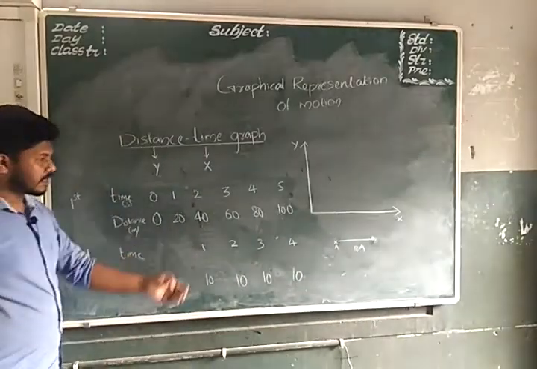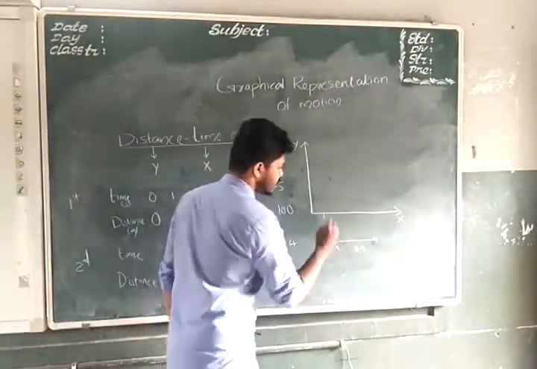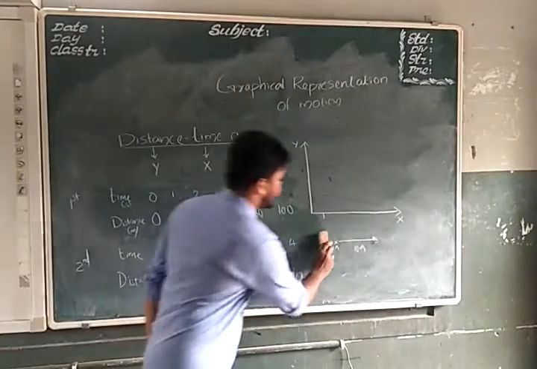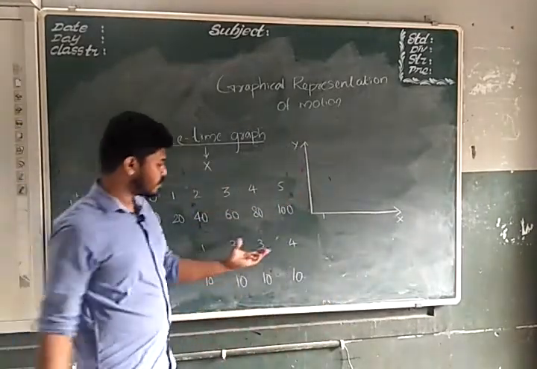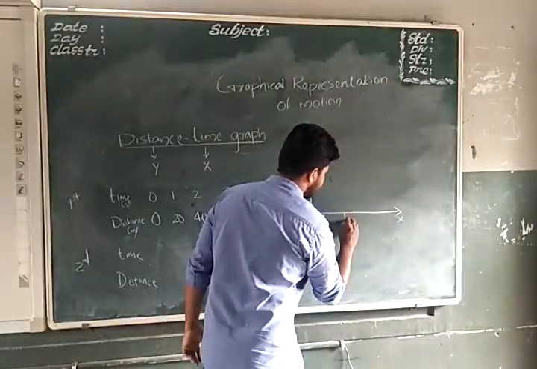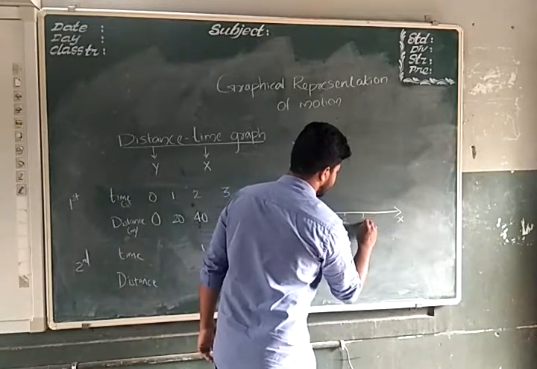So we can take the time here. Time is given as 1, 2, 3, 4. So we can write it here. 1, 2, 3, 4.